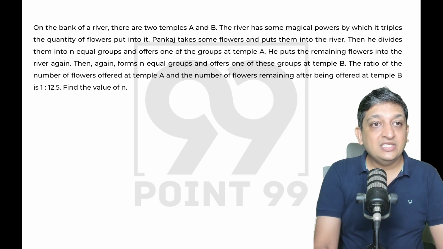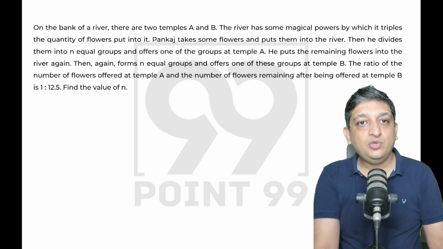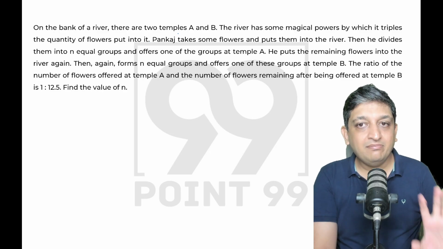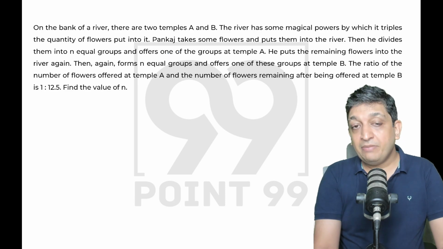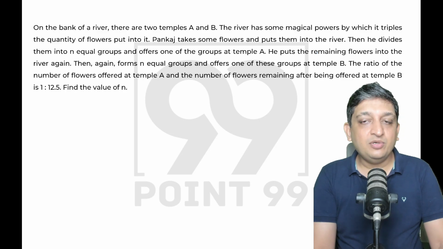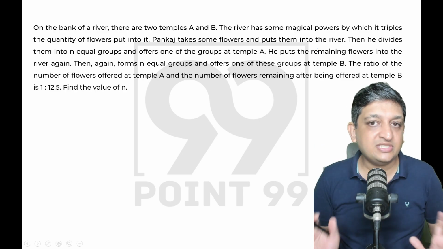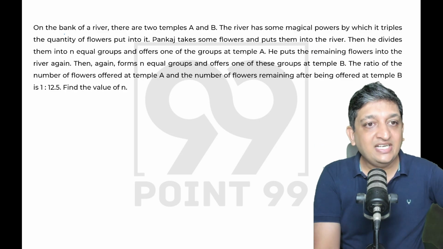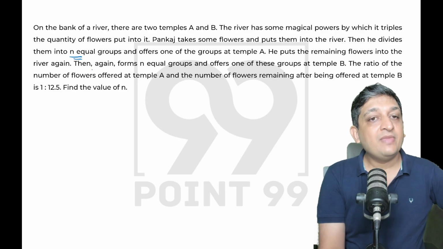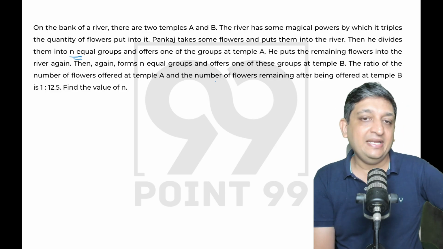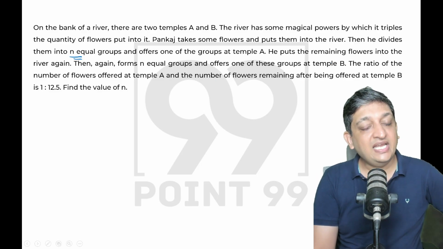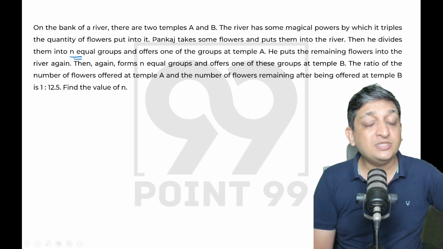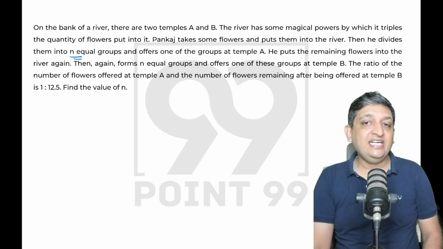So let's see. On the bank of a river, there are 2 temples A and B. The river has some magical powers by which it triples the quantity of flowers put into it. Pankaj takes some flowers and puts them into the river. Then he divides them into n equal groups and offers one of the groups at temple A. He puts the remaining flowers into the river again. Then again he forms n equal groups and offers one of these groups at temple B.